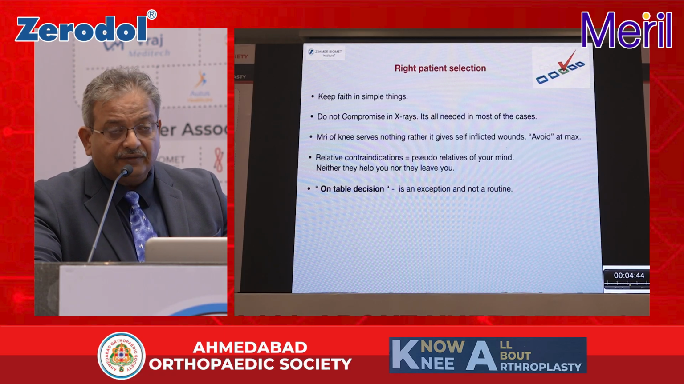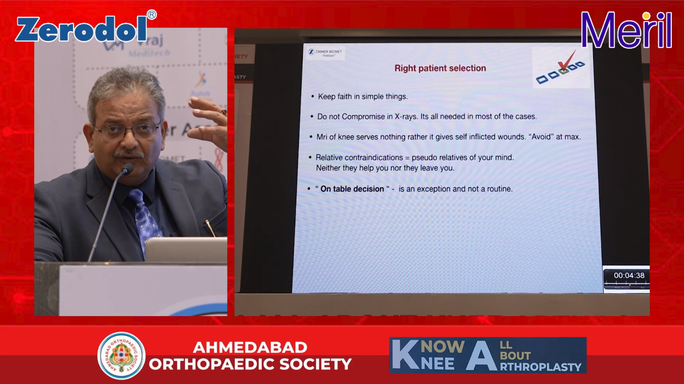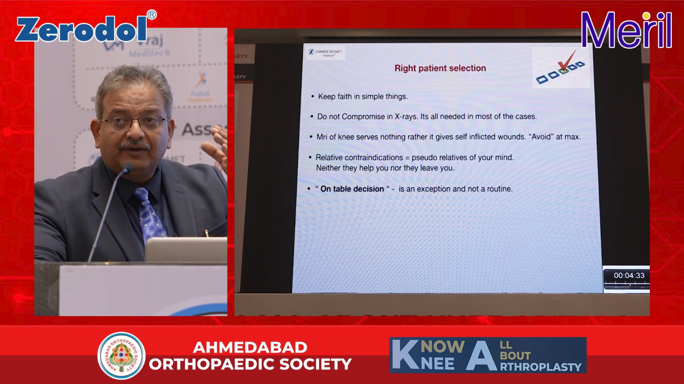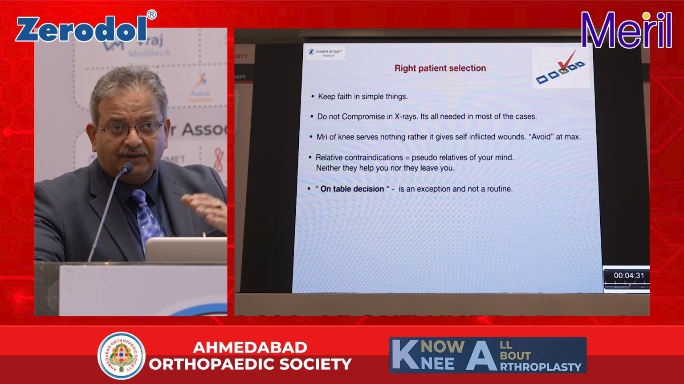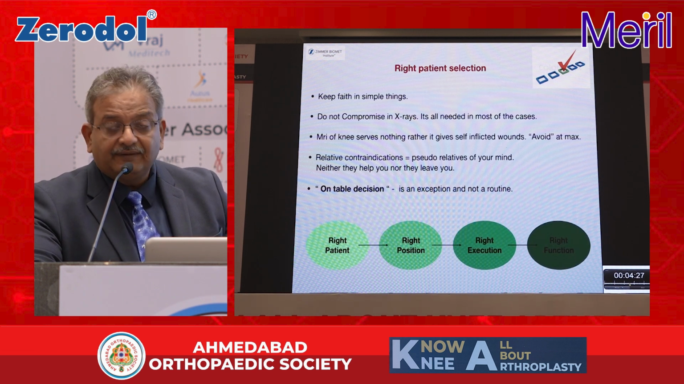Relative contraindications were already discussed in the first case. They are the pseudo-relatives of your mind. Neither do they help you, nor do they leave you. They just stay in your mind. Patient seems obese, patient seems elderly, patient seems young. If it is AMOA, then it's uni. That's it.